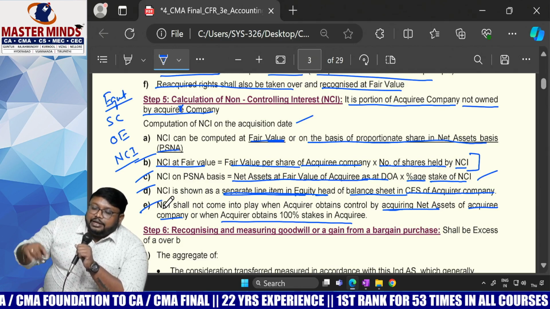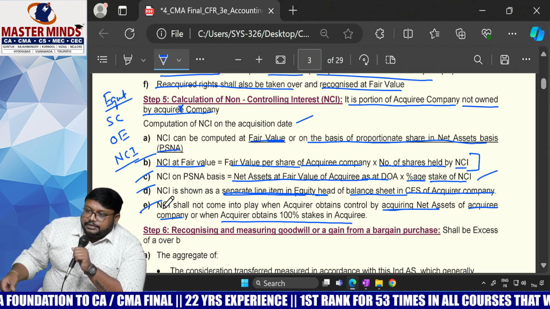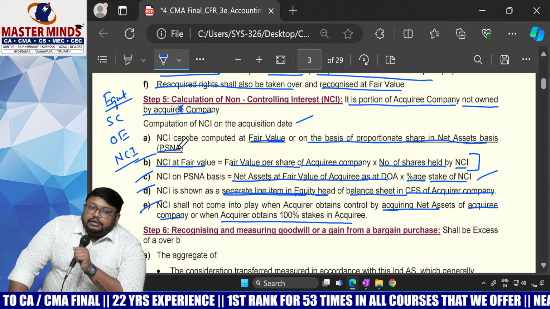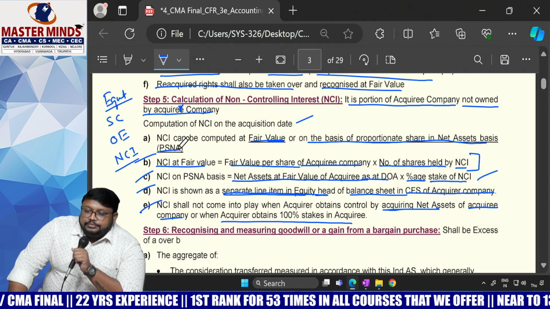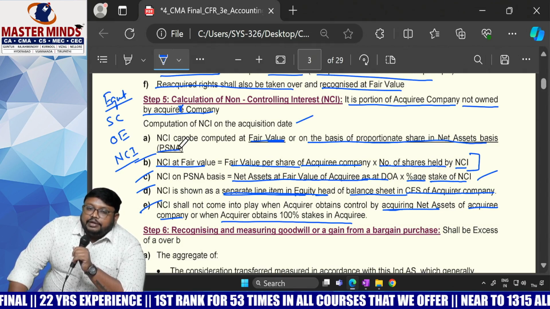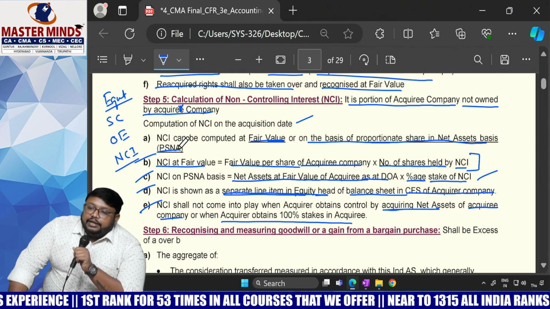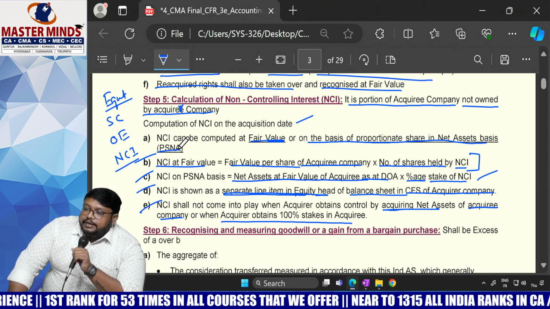When we are doing consolidation, I will show you both the methods. So that is one thing. Do you have any doubt relating to NCI? So how many bases do we have for calculation of NCI? Two bases: one is the fair value basis and the other is the proportionate share in net assets basis.